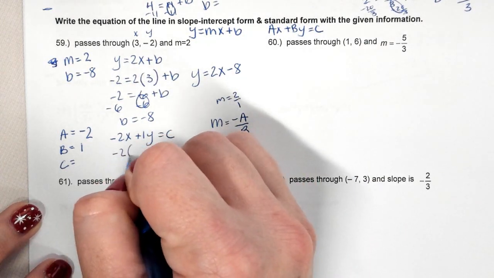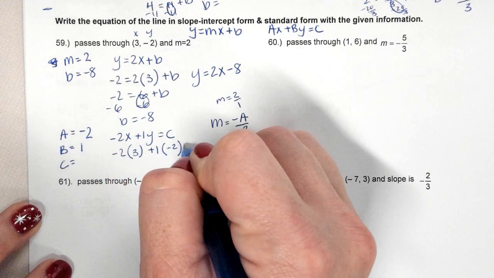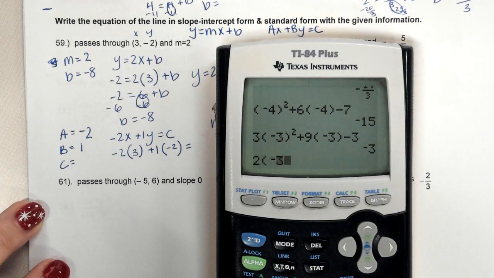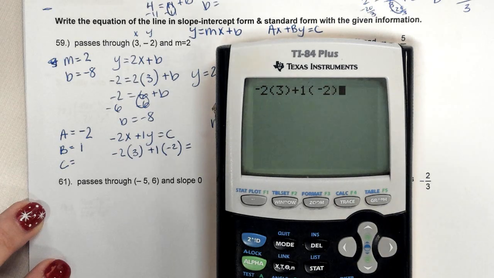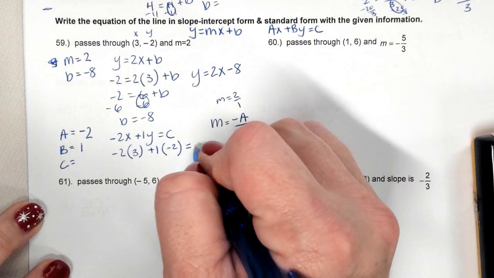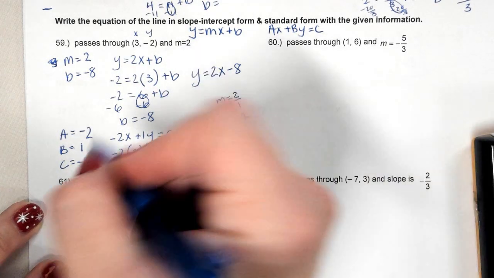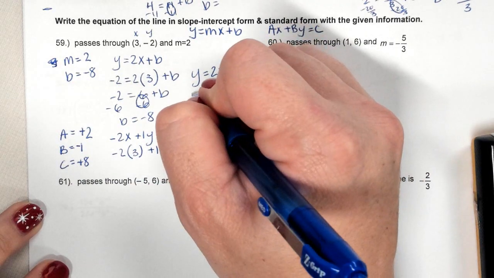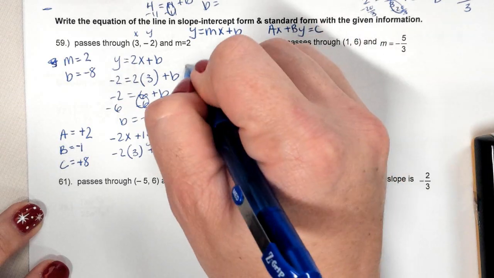So negative 2 times x is 3 plus 1 times y is negative 2. And whatever that equals is my c. I'm just going to type it in my calculator. Not negative. Dang it. And that equals negative 8. Now the only thing wrong on this one, I hope y'all remember, is that a cannot be negative. So we have to do opposite, opposite, opposite. So I have 2x minus 1y equals positive 8.